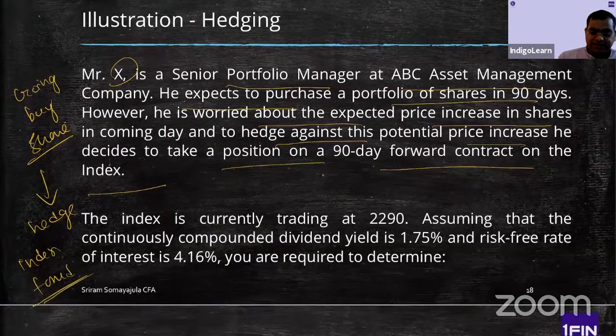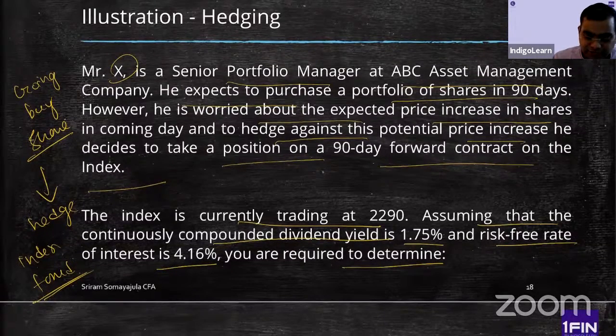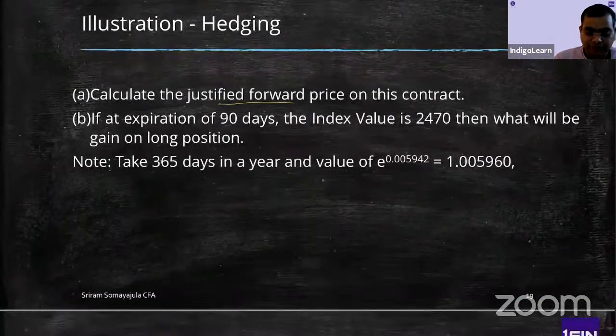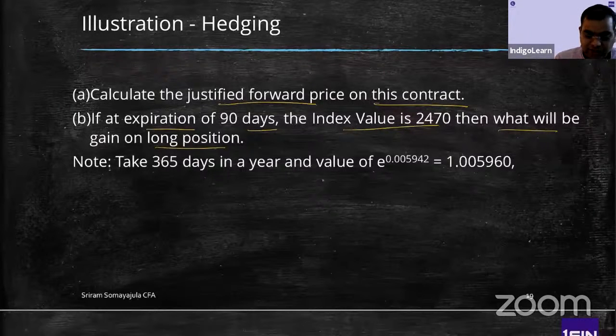Okay, now what are they saying? The index is currently trading at 2290. Assuming that the continuously compounded dividend yield is 1.75% and the risk-free rate of interest is 4.16%, you are required to determine the following. What are you required to determine? Calculate the justified forward price on this contract. And if at expiration date of 90 days the index value is 2470, what will be the gain on this long position? Take 365 days in a year.